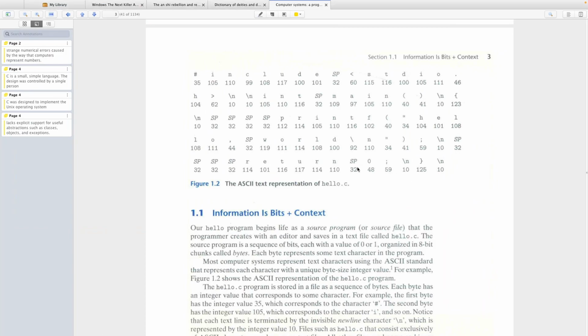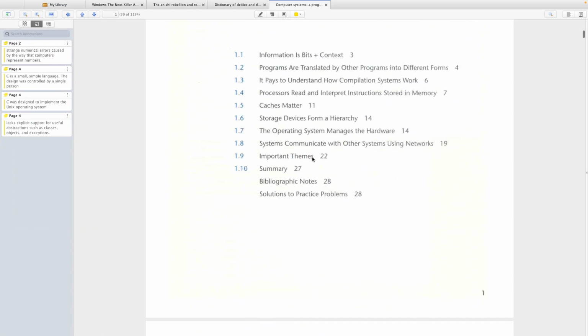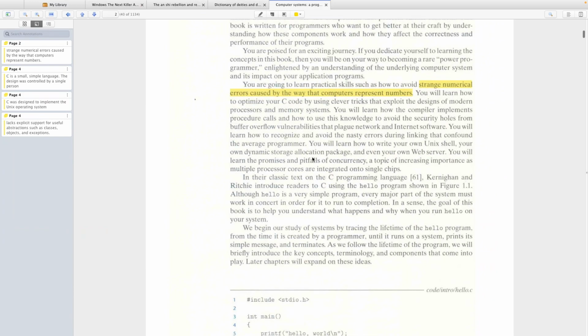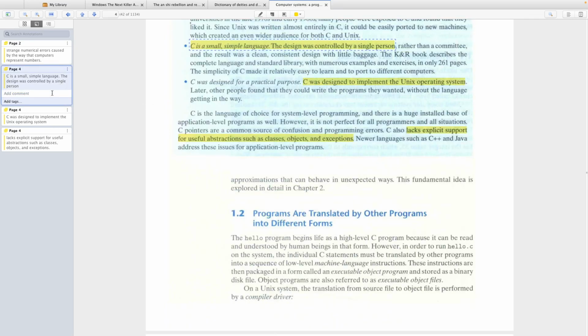Okay, so I've already done the first page of this chapter, right? Of computer systems. I have some notes here. And this is one person can do a lot, right? Just make a thing here.